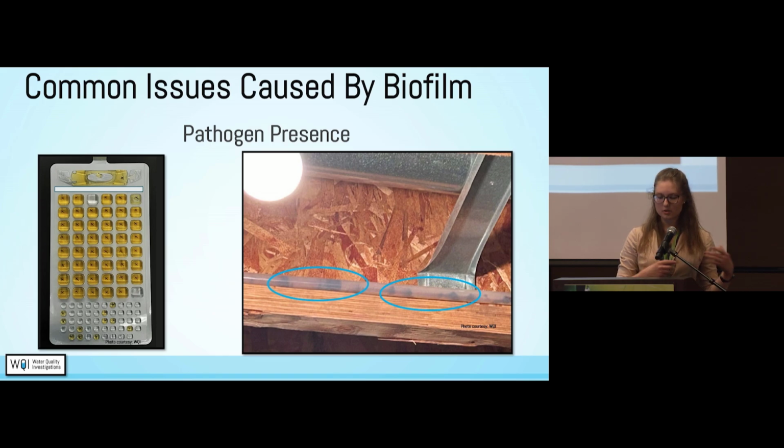And when you clean the well, but you don't have a way to clean the plumbing, you still have all of that bacteria in your system.